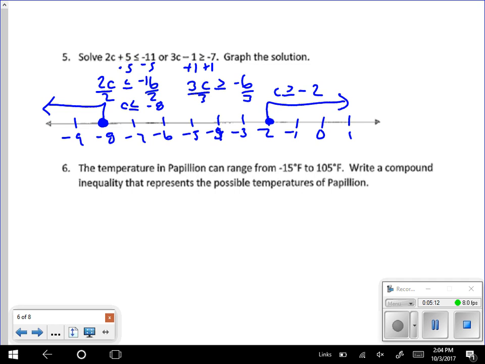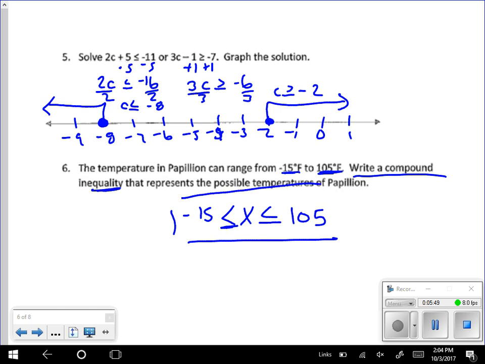Alright, so number 6 was our story problem I was talking about earlier. All it wants you to do is write a compound inequality that represents the possible temperatures. So it can range from negative 15 degrees to 105 degrees. So our temperature could be anywhere in between those two. So it's not going to be less than negative 15. So it could be greater than or equal to negative 15. But it should also be less than or equal to 105. So that's about as simple as it gets with your story problem. Just wanted you to write that compound inequality.